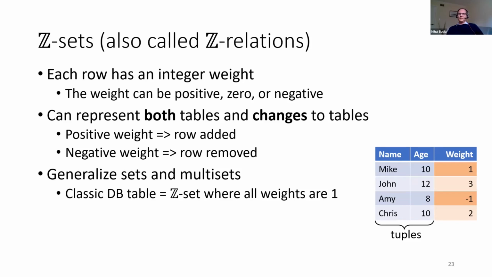In fact, this generalizes to real weights or even other structures might work. But let's stick with integers. So this tells you how many times the row is present in a table. Okay, and if a row has a positive weight, then the row is there many times. If the row has a negative weight, it means we actually would like to think of this row being removed from the database.